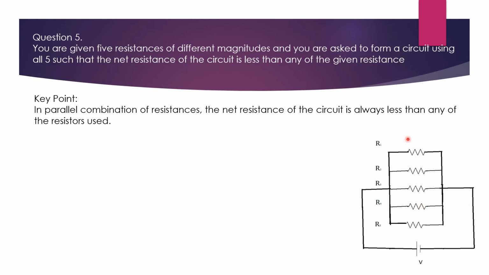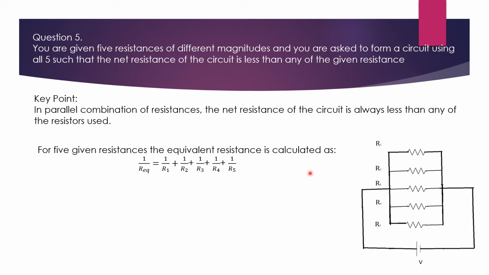So what I mean to say here is, parallel combination of resistors always reduces the net resistance. And for 5 given resistances, the equivalent resistance is calculated as 1 over R equivalent is equal to 1 over R1 plus 1 over R2 plus 1 over R3 plus 1 over R4 plus 1 over R5.